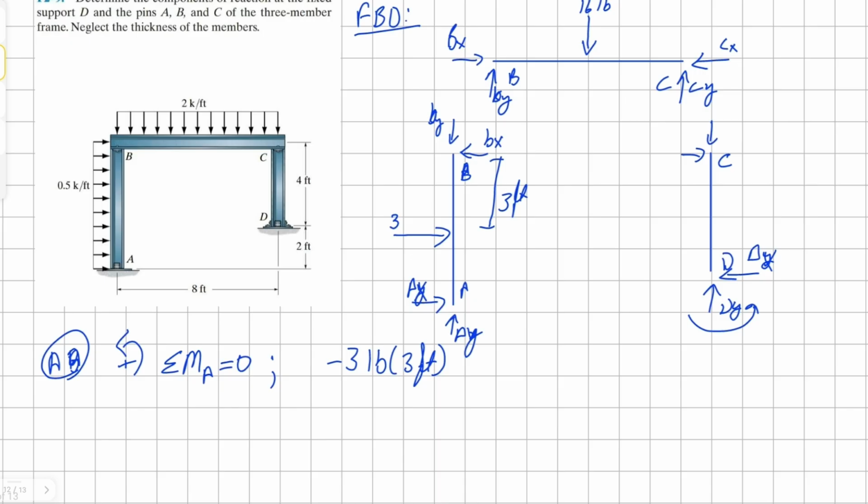counterclockwise horizontal direction at B, and it's 6 feet away. Solving for this, you get a value for Bx as 1.50 pounds. Now, moment about the point B.